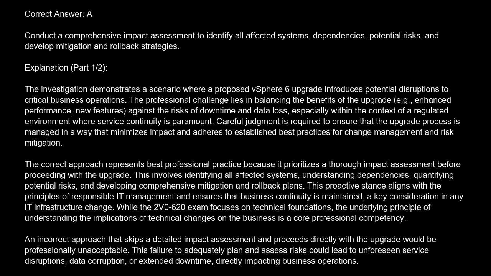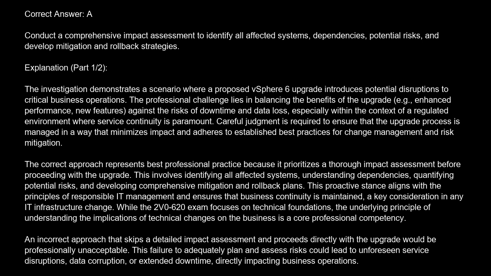The correct answer is A. Conduct a comprehensive impact assessment to identify all affected systems, dependencies, potential risks, and develop mitigation and rollback strategies. Explanation. The investigation demonstrates a scenario where a proposed vSphere 6 upgrade introduces potential disruptions to critical business operations. The professional challenge lies in balancing the benefits of the upgrade, e.g., enhanced performance, new features, against the risks of downtime and data loss, especially within the context of a regulated environment where service continuity is paramount.